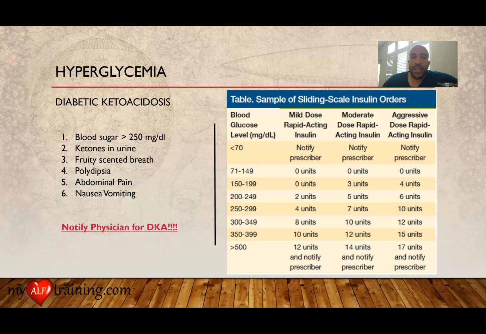Now, if you suspect the patient may be in DKA, but it's not fruity scented breath, or maybe you can't distinguish whether it is fruity scented breath or not, then you would look for ketones in the patient's urine, sending a urine sample off to lab. Other symptoms of DKA would be abdominal pain, nausea and vomiting, as well as polydipsia, increased thirst. So those are all symptoms indicative of diabetic ketoacidosis that we want to make sure we're looking out for.